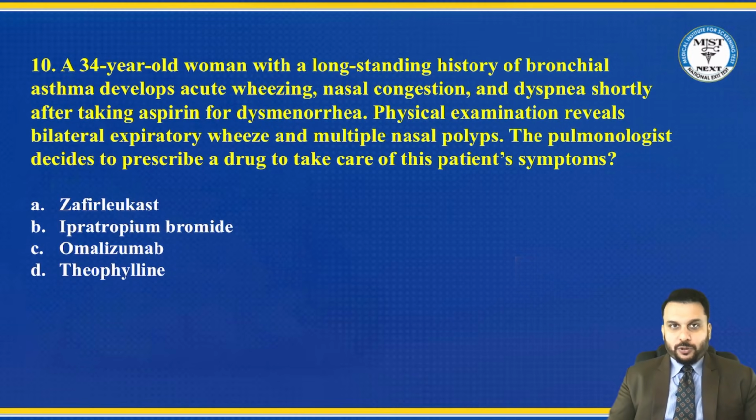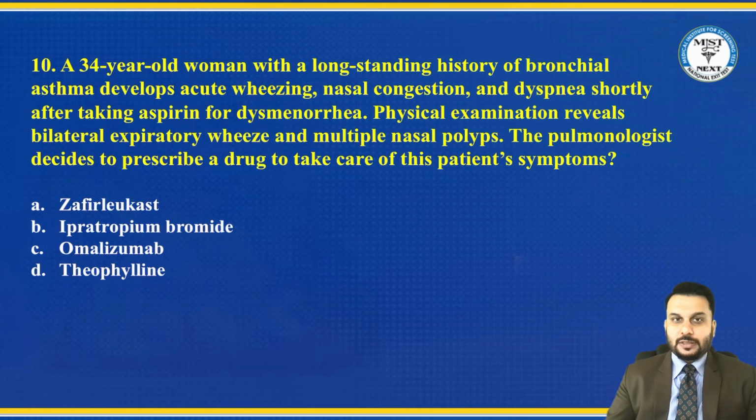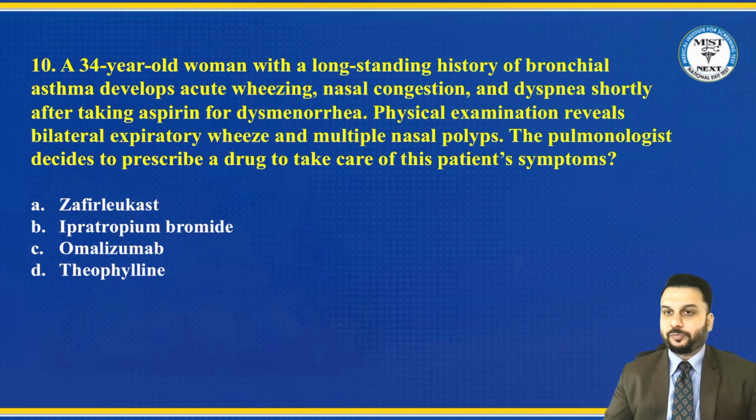Next, a 34-year-old woman with a long-standing history of bronchial asthma develops acute wheezing, nasal congestion, and dyspnea shortly after taking aspirin for dysmenorrhea. Physical exam reveals bilateral expiratory wheeze and multiple nasal polyps. The pulmonologist decides to prescribe a drug that takes care of this patient's symptom.